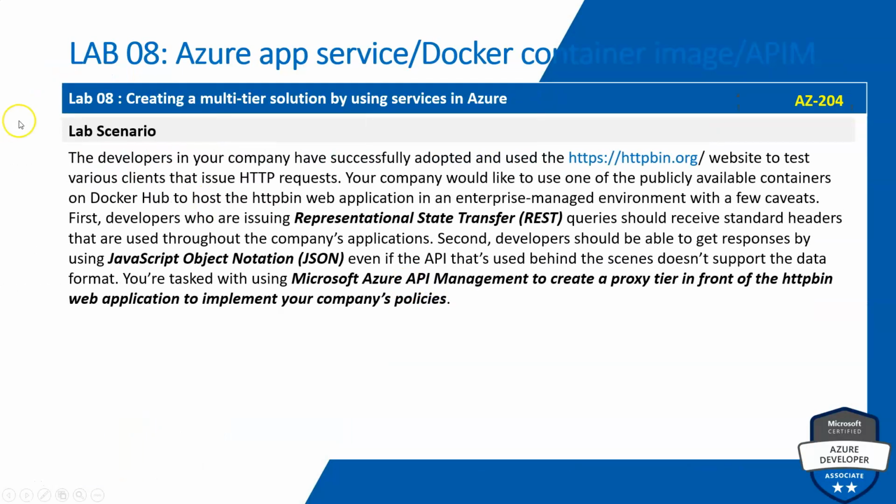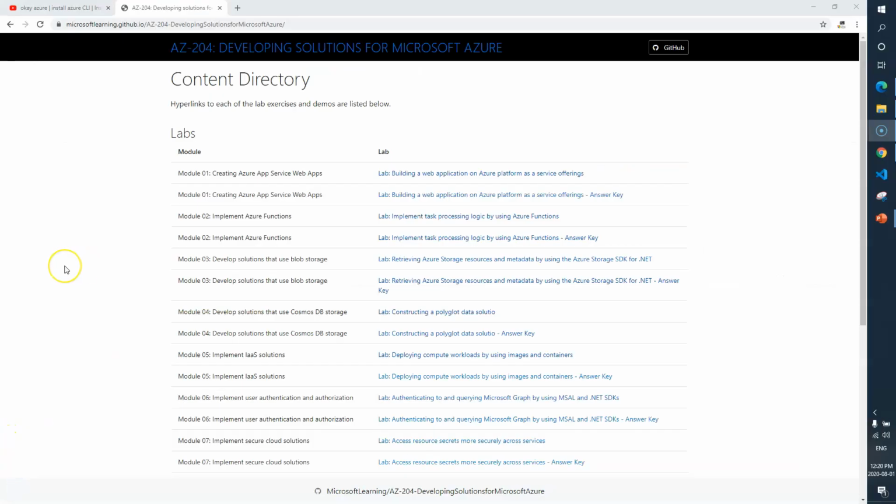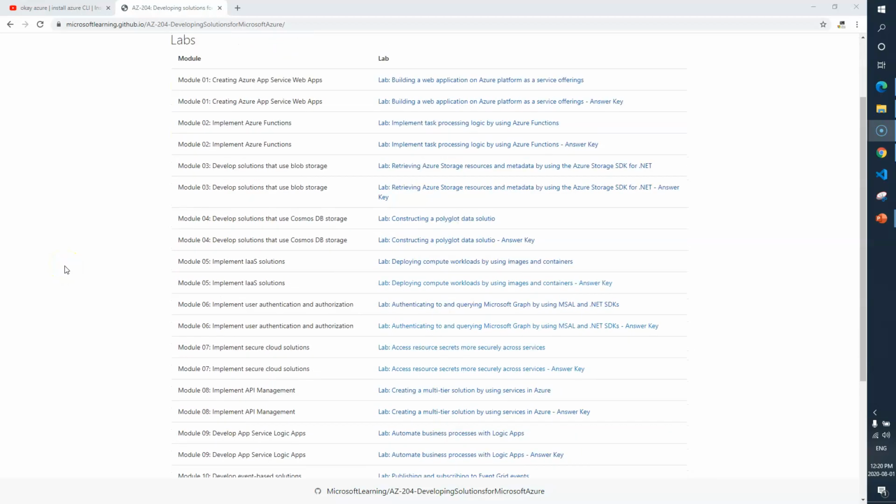Okay, so here is the lab scenario. If you want, you can go through it once so that you understand the task. And here in this video, we'll work on exercise 1. So that being said, let's go to the instructions URL. So here we are. You can find the URL in the video description.